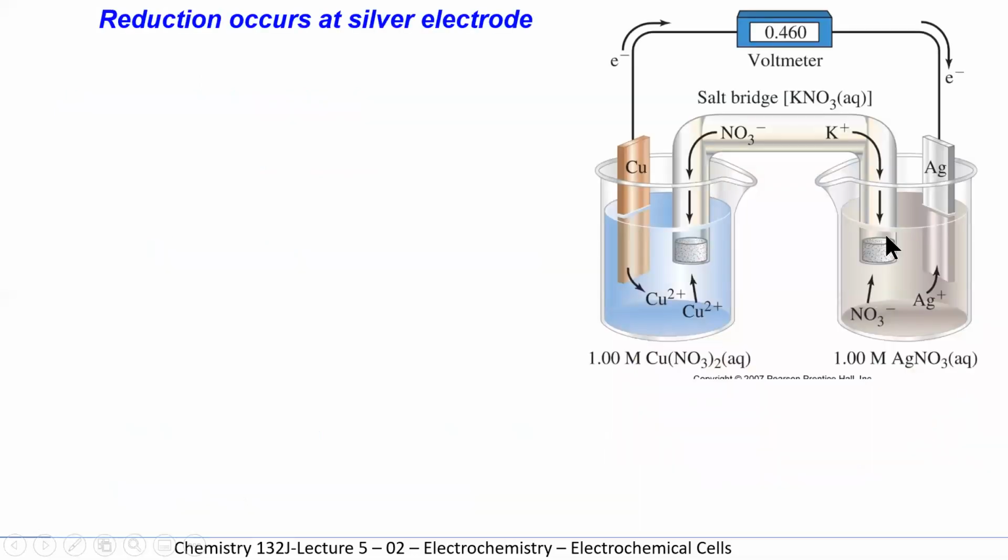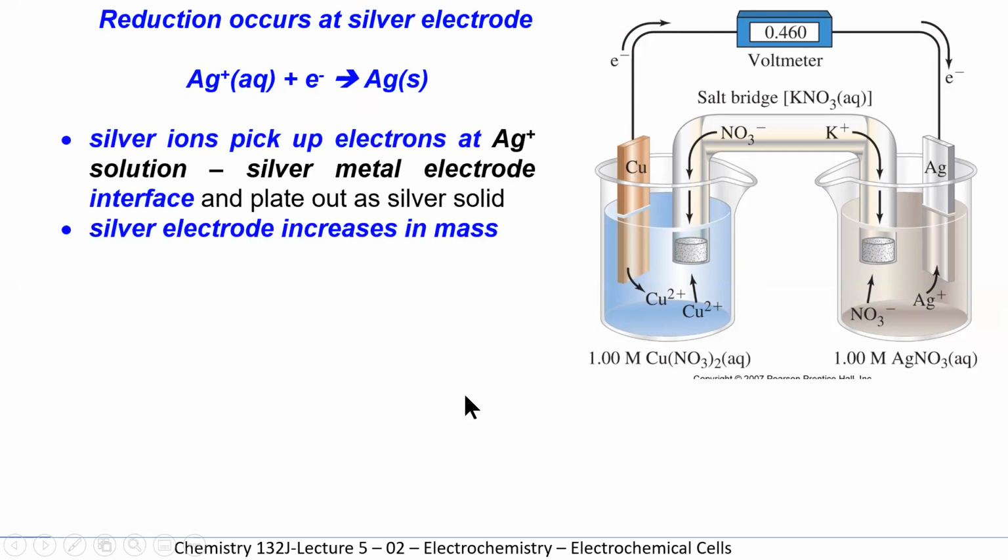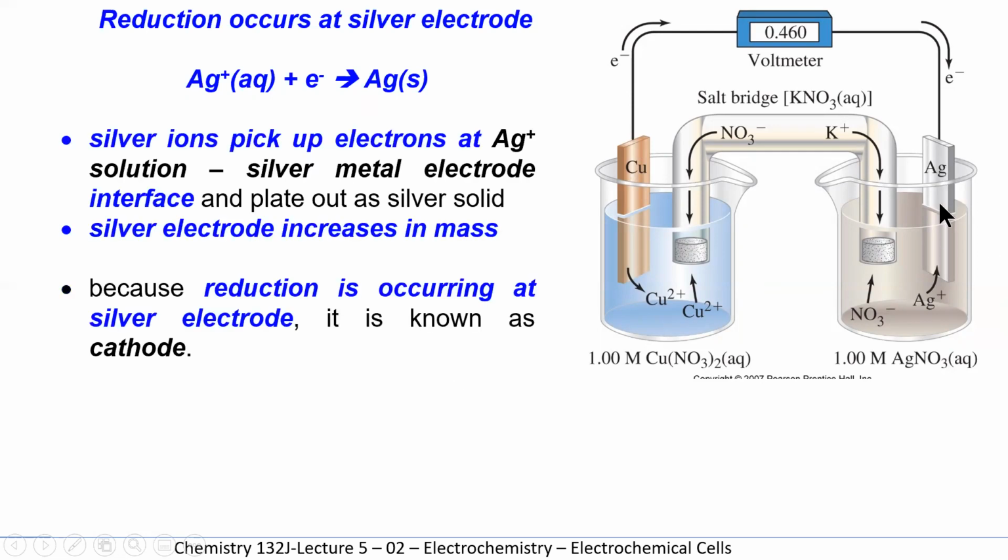Now at the other electrode, the silver electrode, let's investigate what's happening. The silver ions in the solution of silver nitrate are now joining with the electrons that have been released from the copper atoms, and they're forming silver metal. So the silver electrode is going to increase in mass over time, and the copper electrode is going to decrease in mass over time because of this reaction that's happening.